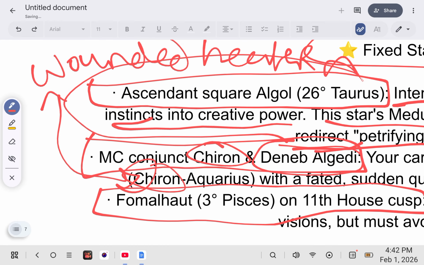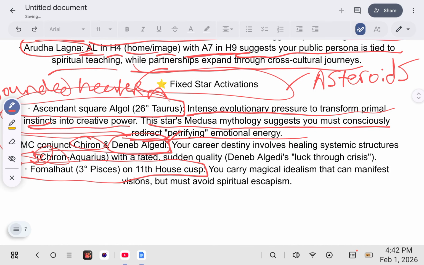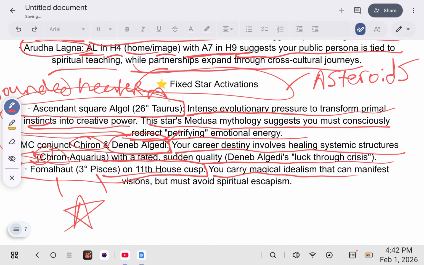So this conjunction, my career destiny involves healing systemic structures. Chiron Aquarius with a faded sudden quality, Deneb Algedi's luck through crises. Fomalhaut, which is also just another fixed star, 3 degrees Pisces, on my 11th house cusp, which is already in Pisces. I carry magical idealism that can manifest visions, but I have to avoid spiritual escapism.